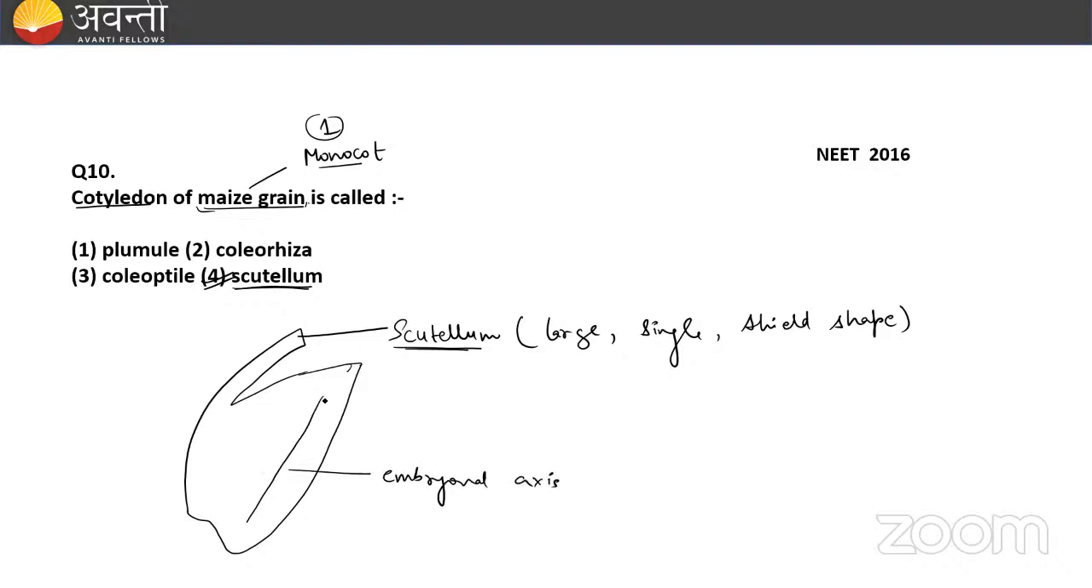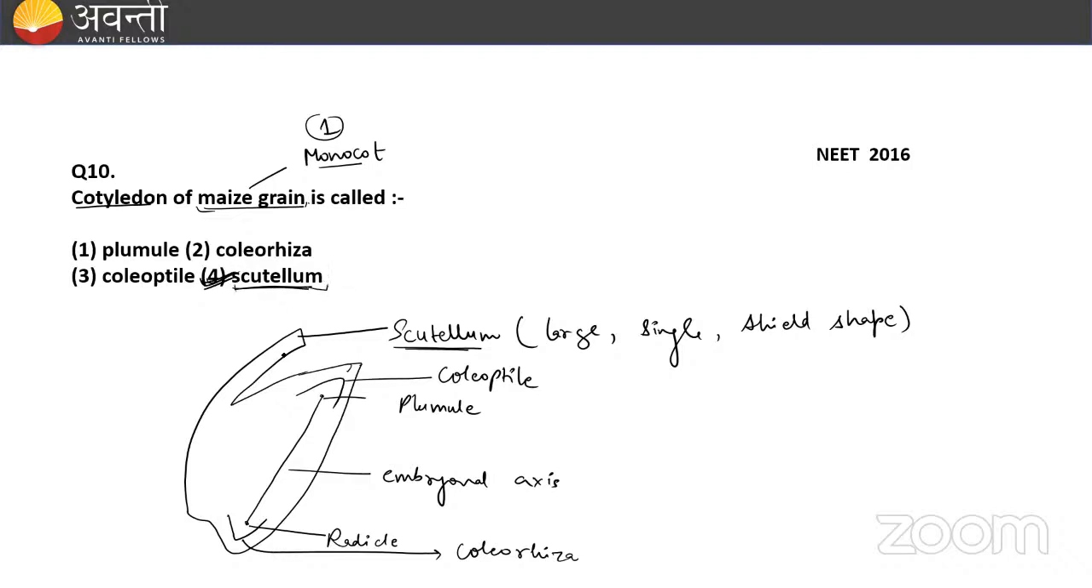This is the embryonal axis. This is the plumule, which will give rise to the future shoot. This is the radicle, which will give rise to the future root. And there are sheaths which protect the plumule and radicle. The sheath that protects the plumule is known as coleoptile, and the sheath that protects the radicle is known as coleorhiza. So the correct option is option number 4, scutellum.